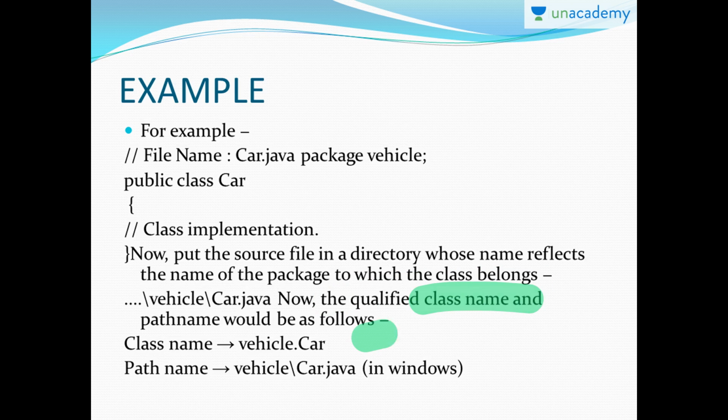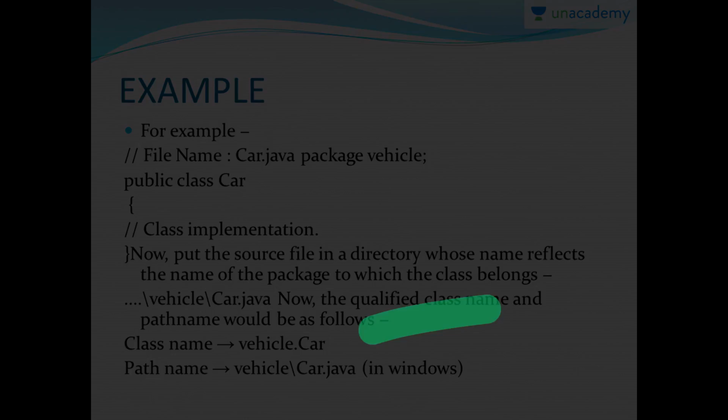Now the qualified class name and path name would be as follows. As I've told you all, the path name is the way to access a package. So the class name would be vehicle.car, that is, package name dot car. This is the class name which has to be there. And the path name would be vehicle slash car dot java. This is the way it normally gets stored in Windows. This path name we don't need to set, it normally gets stored in Windows in the same way.